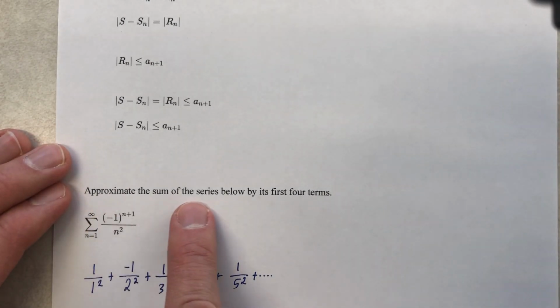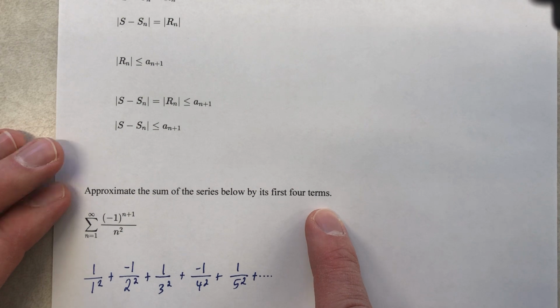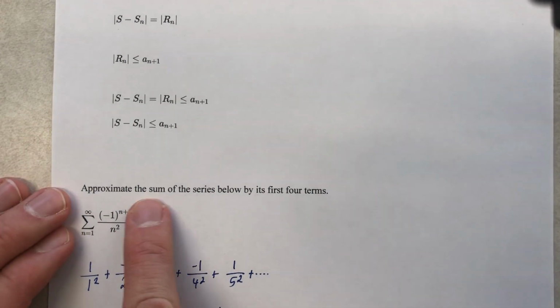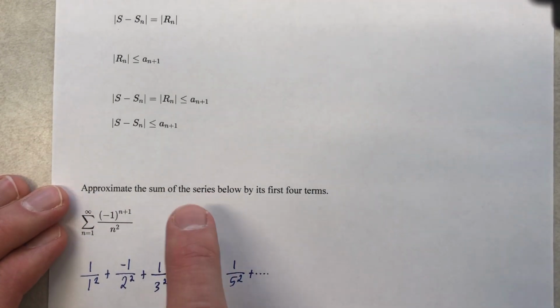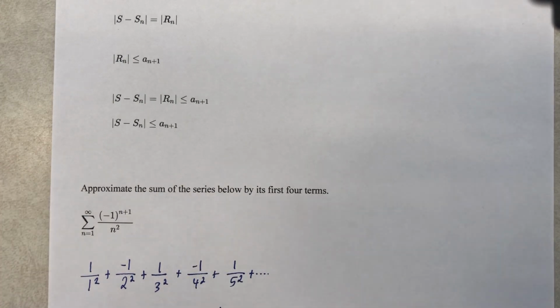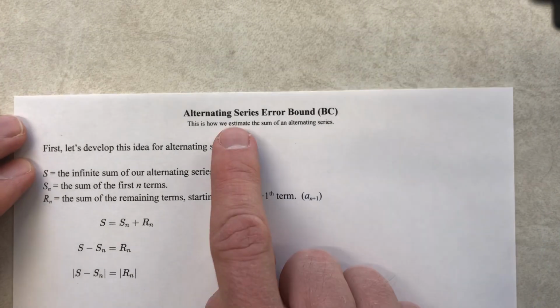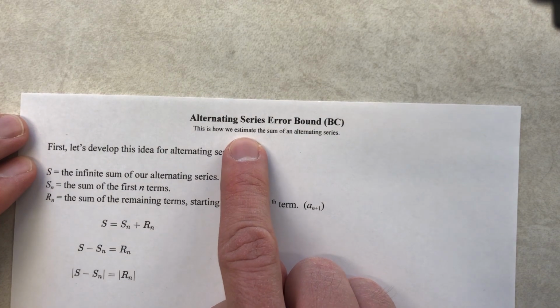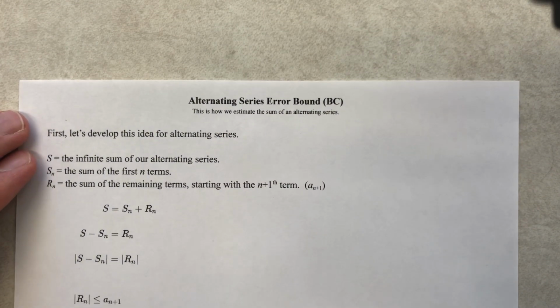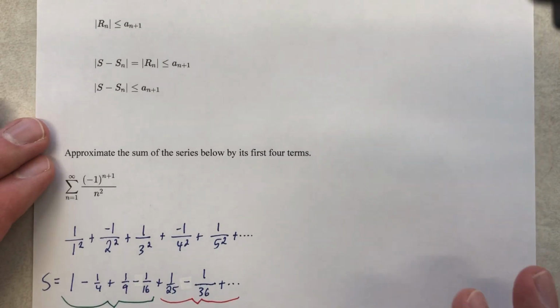We're going to approximate the sum of the series by its first 4 terms. So I want the sum of the series. I want the infinite sum. I need this infinite sum. I hope you remember, a few lessons ago I said there are times where we will not be able to find the infinite sum, but we can estimate it. This is how we estimate the sum of an alternating series with strikingly amazing accuracy.